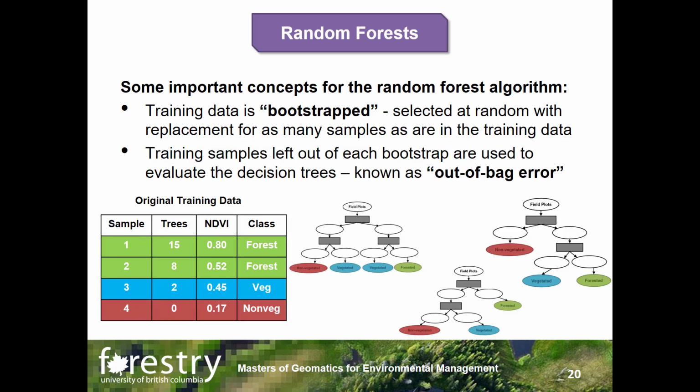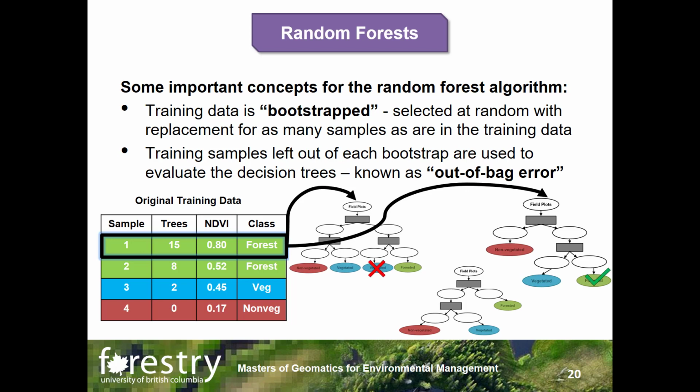This is important because we're not showing the algorithm all of the training data at once, and any samples that we leave out can be used to validate the output of any decision tree where that sample was left out. For example, sample 1 that was left out of the first bootstrap sample can be shown to all of the other decision trees where that sample may also be missing. And this allows us to report the out-of-bag error during the training process.